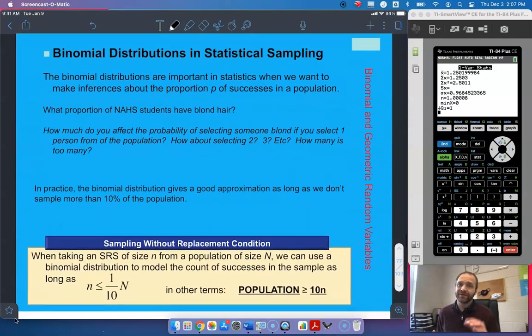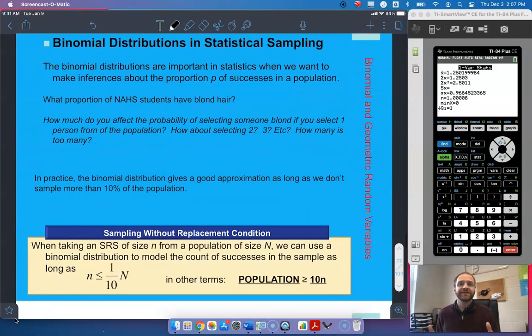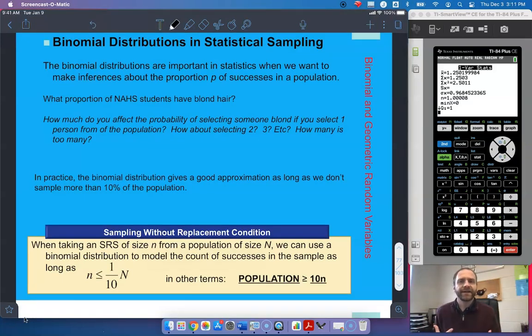So there is a catch. That was a good question. The catch is this: if it's not independent, it's kind of like sampling without replacement. So let's use that as an example. Say I am trying to figure out the proportion of New Albany High School students that have blonde hair. If I decide to randomly select a student, of course we're going to do it randomly, because who wouldn't do it randomly, and determine if they have blonde hair. And I do one student from the population. So I randomly select.